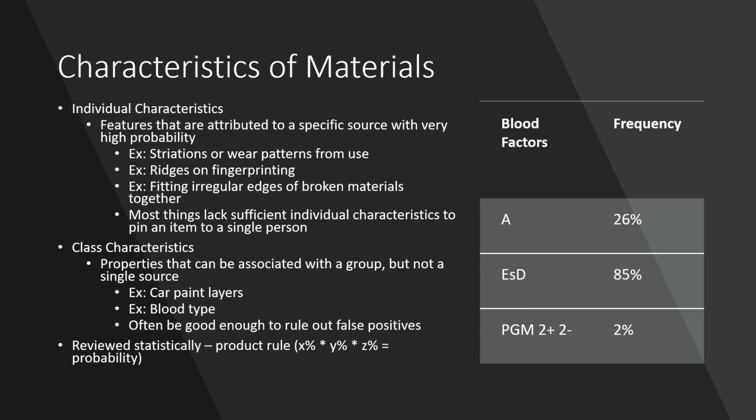Some of those characteristics are individual, meaning that they can be attributed to a specific source with very high probability. This is something that's only going to occur on this one specific item on the planet. Compare that to class characteristics, where the properties that you're determining can be associated with a group, but not necessarily a single source.